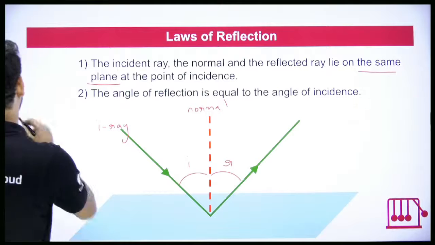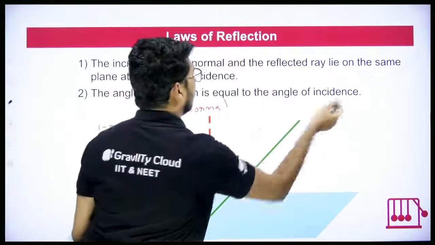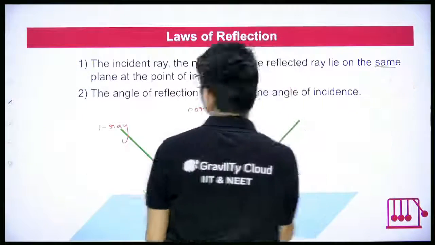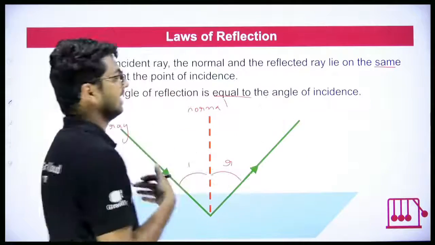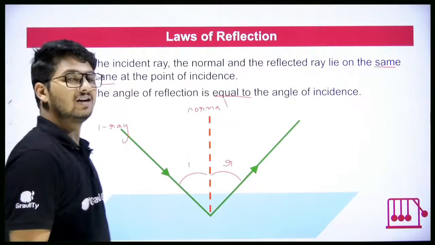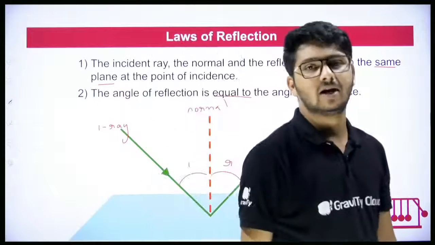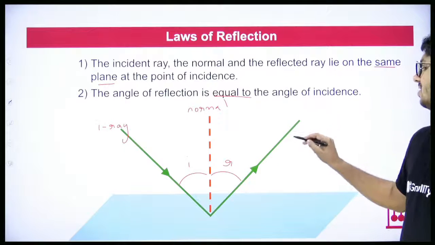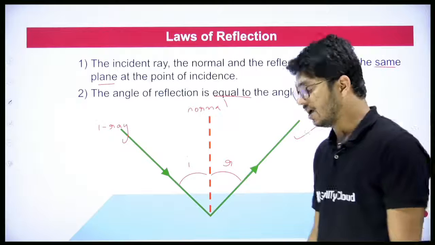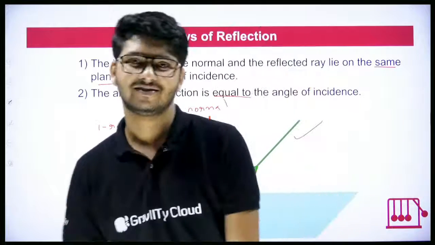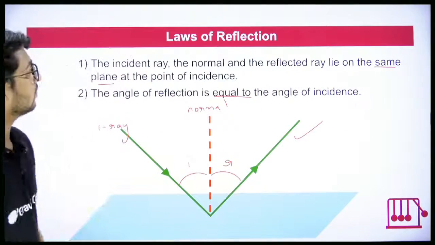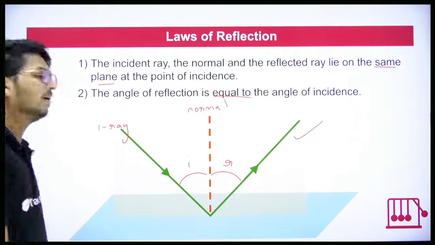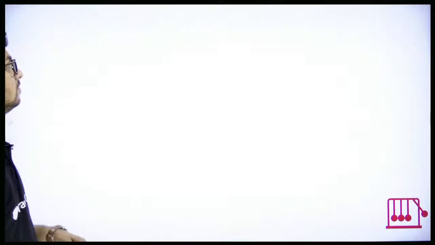That is the reason why these two laws are important. Both of them are important: the same plane and the angles are equal. Those two conditions are important. Got it? So using the laws of reflection, we can predict in which direction the reflected ray will go. Okay? Good. So this is to show that all of them lie on the same plane.